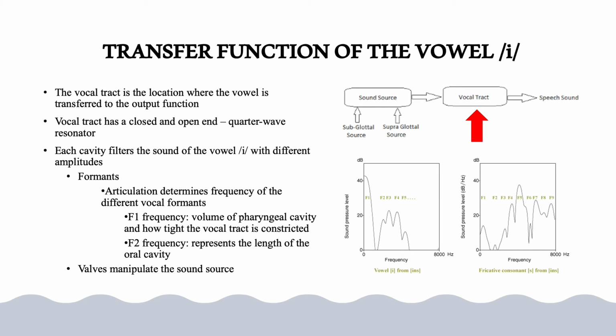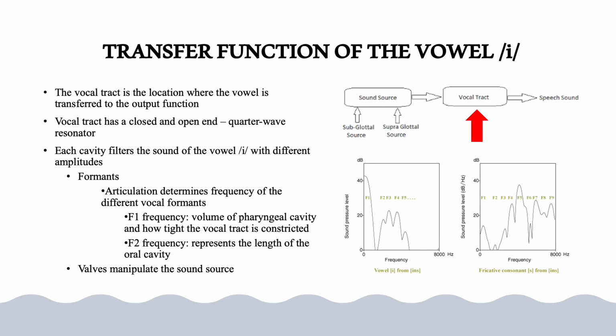Next, the transfer function is where the vowel sound is transferred to the output function. This happens in the vocal tract. This is the function that determines the articulation of the speech sound. Articulation is what determines the frequency of different vocal formants. The transfer function occurs in the vocal tract, and because the vocal tract has a closed end and an open end, we refer to it as a quarter wave resonator.